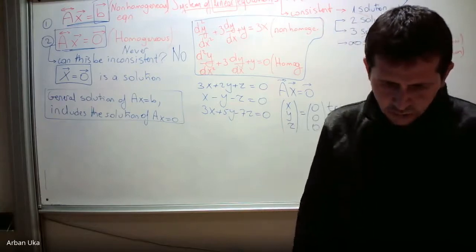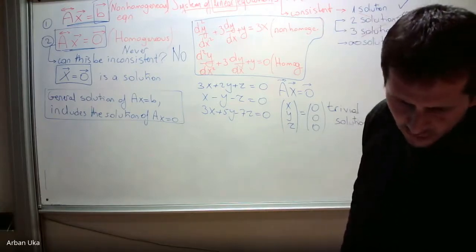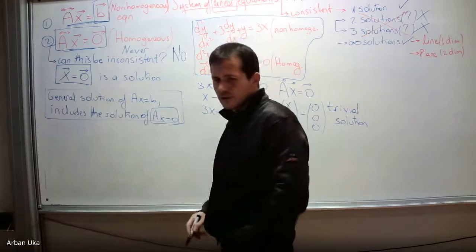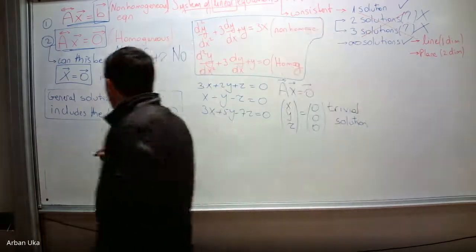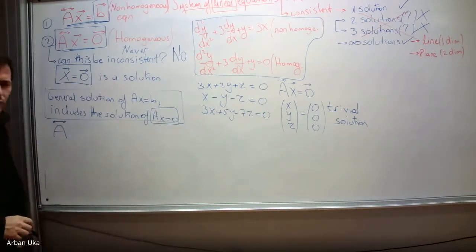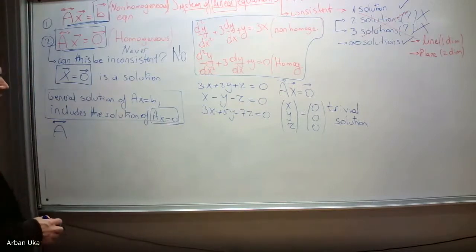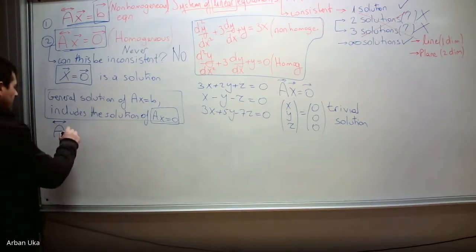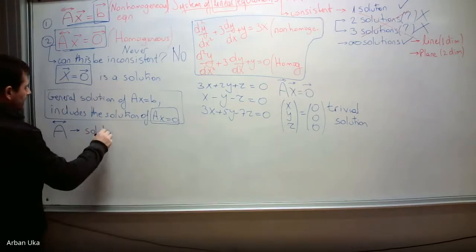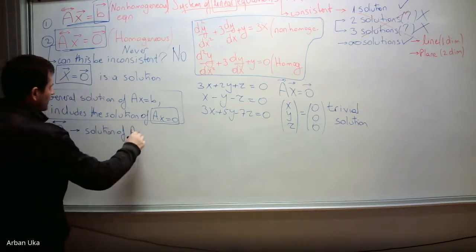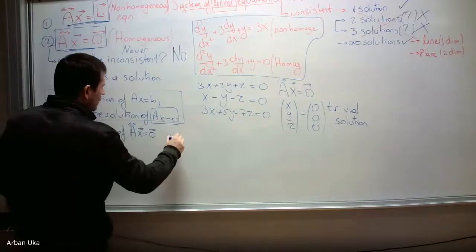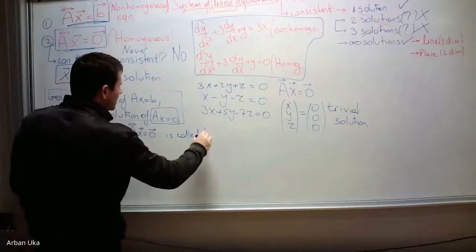Now the thing is that the solution of Ax equal to 0, the solution of this system, is called the null space of A. So if we have a matrix A, or any matrix A, which can carry the coefficients of some unknown variables, the solution of Ax equal to 0, where 0 is the zero vector, is called the null space.